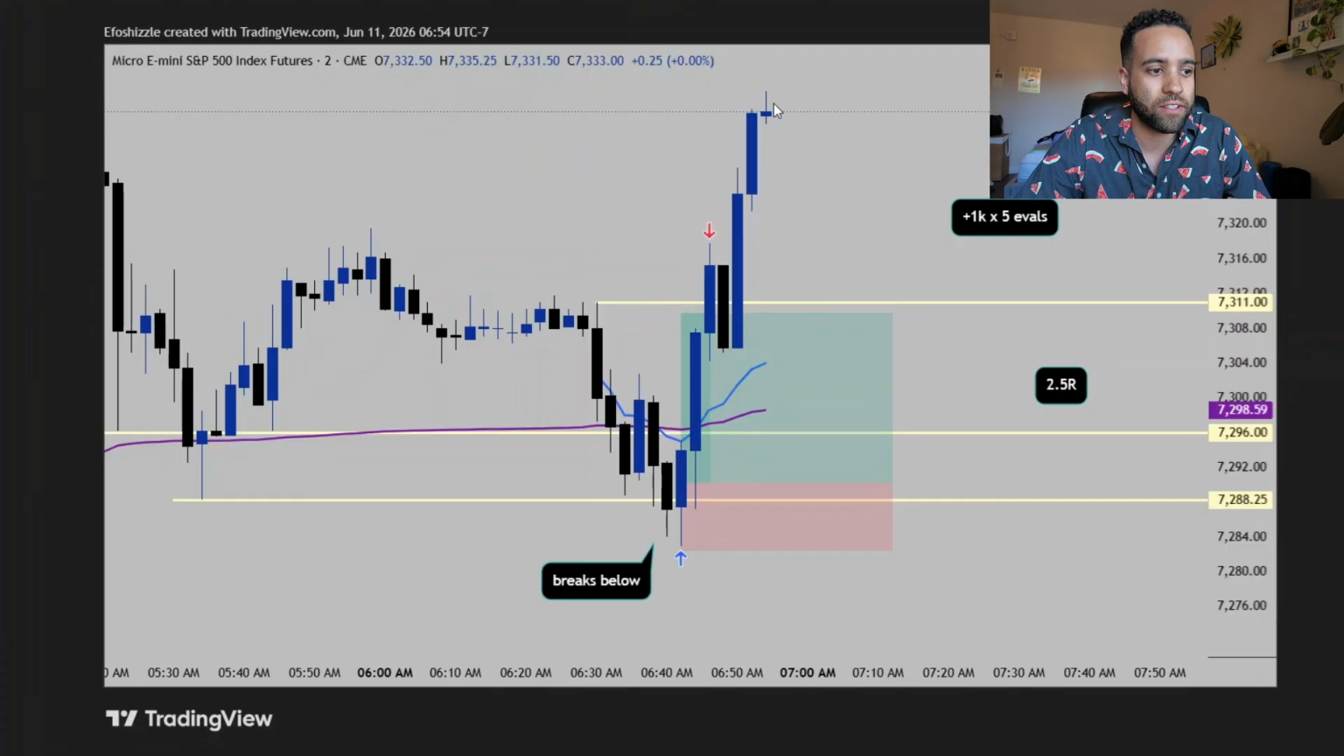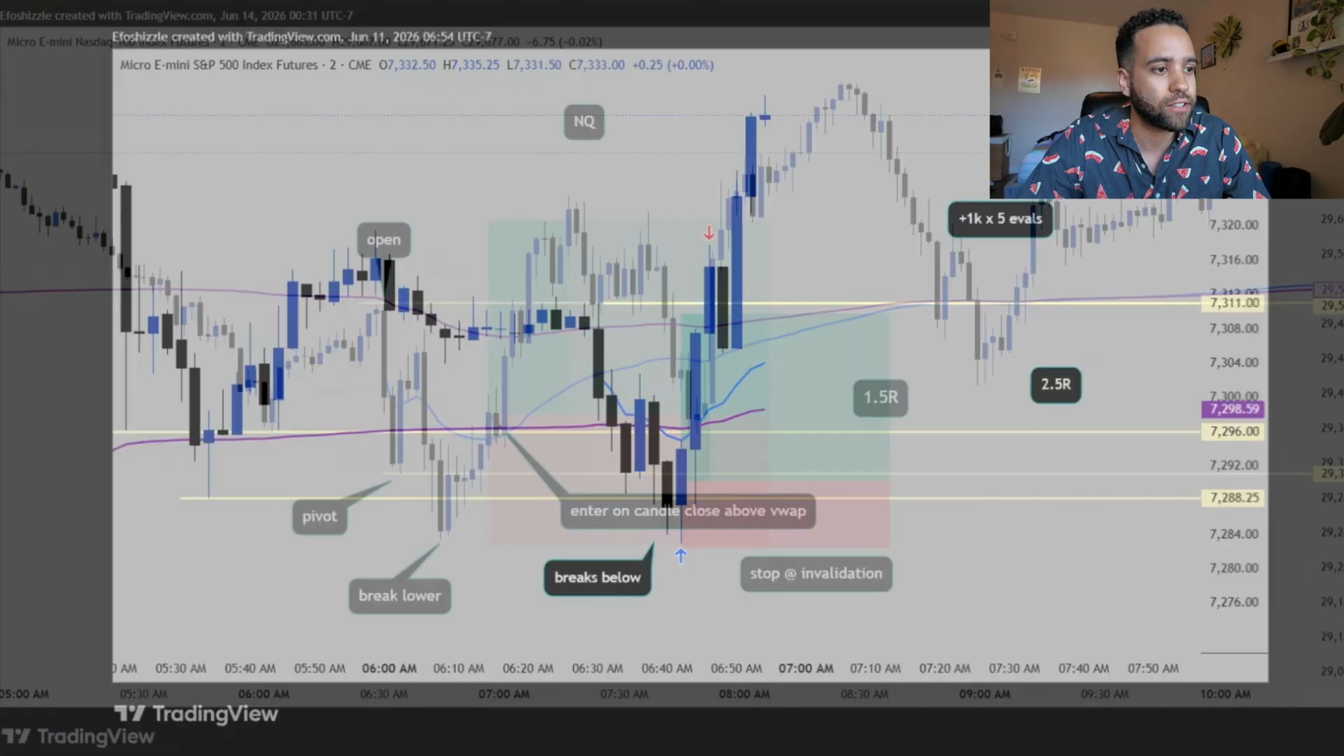And I could have held this, honestly, and probably passed my accounts, but I ended up making 1K in each of my 5 evals, so 5K, which is, I trade 50K accounts, so a third of the way to passing those after this day, which was really nice.